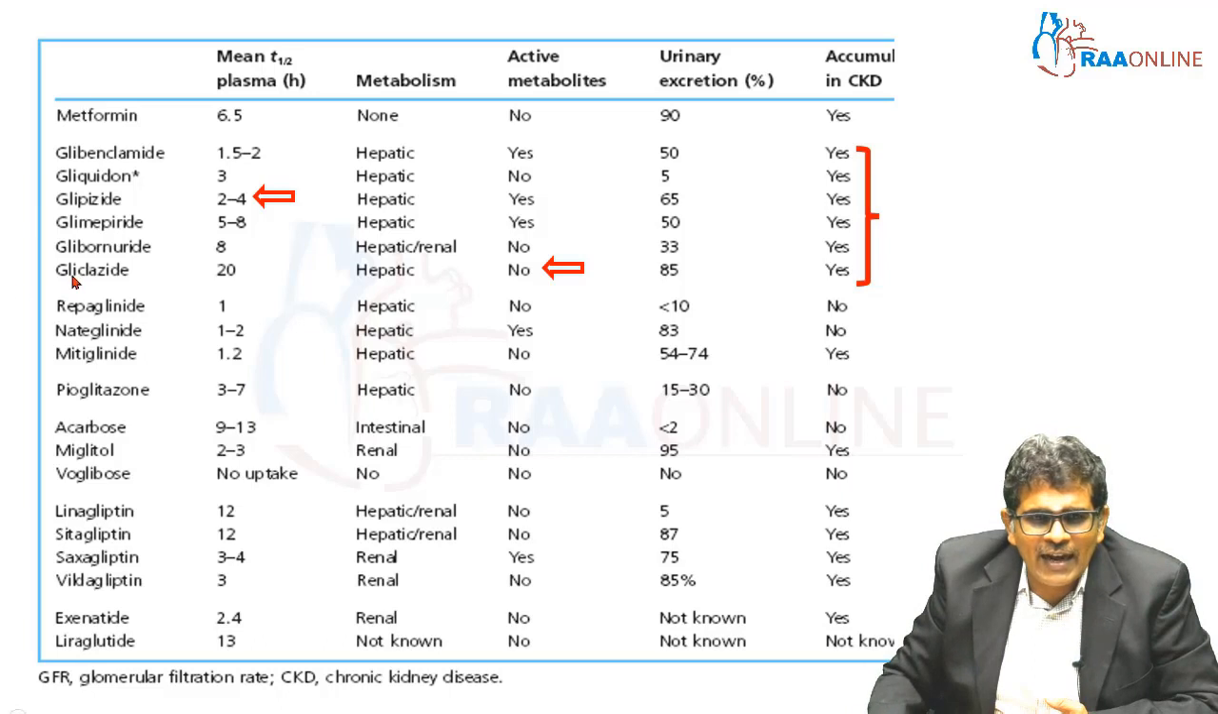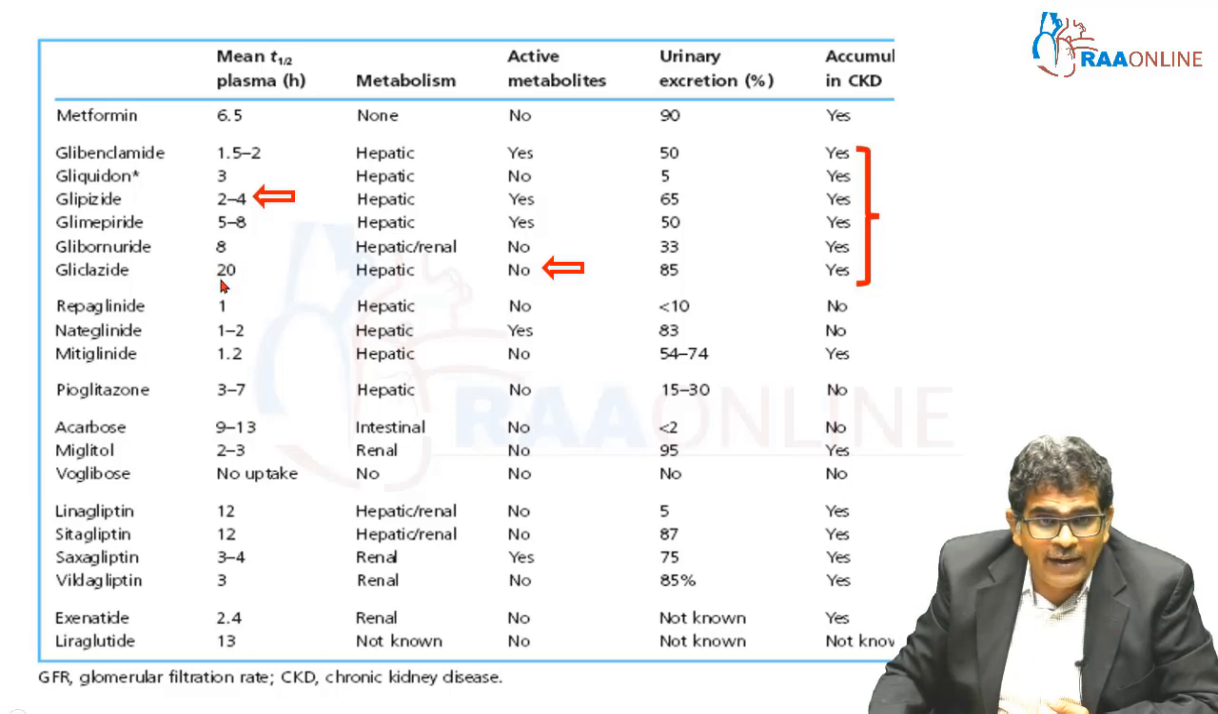Gliclazide doesn't produce an active metabolite. That is the advantage of gliclazide. But the plasma half-life of gliclazide is very high. So if the patient is more prone to hypoglycemia, gliclazide is not a preferred drug. Rather, glipizide, which has a very short half-life, can be used. But the problem with glipizide is that it has an active metabolite. So we can choose between these two drugs.